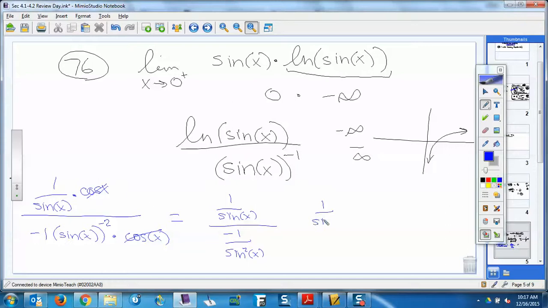So what I have is 1 over sine times negative sine squared. Isn't that what I'd have here? Invert, multiply. And so wouldn't this cancel one of these? And so what I end up with, now I can put a 0 in, and what do I get? Sine of 0. 0. Okay.